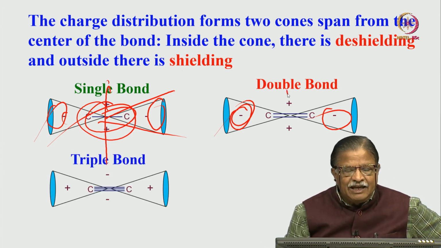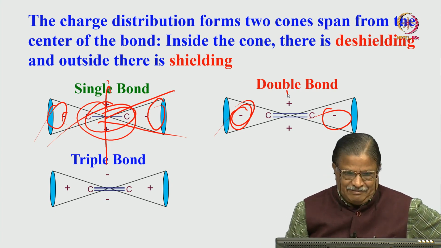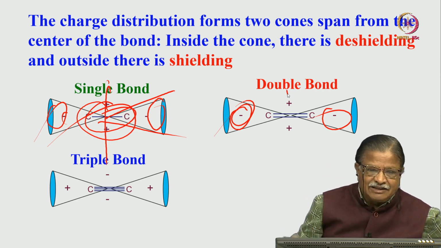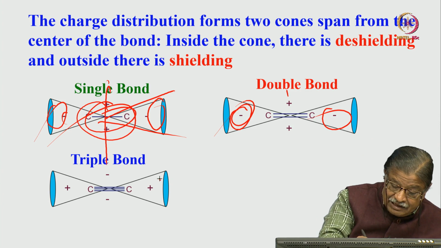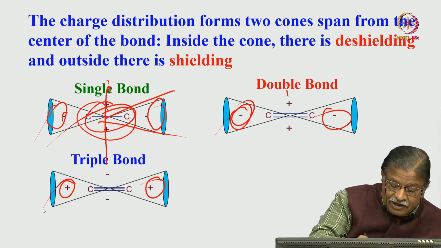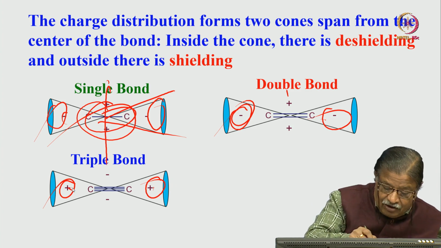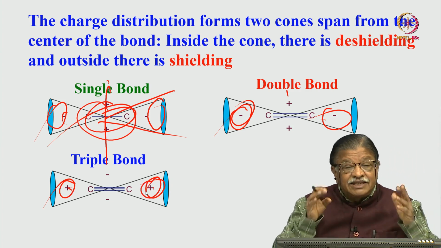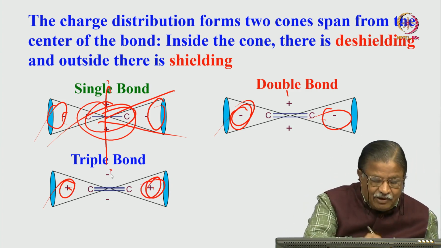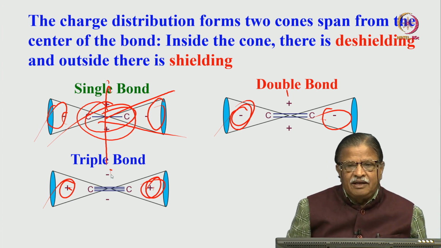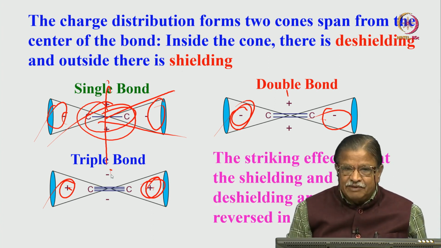On the other hand, look at a triple bond like acetylene, you take an example. Here in this cone protons are shielded, the converse of the single bond and double bond. Within the cone, if the protons are situated, they are shielded, and above and below this triple bond the protons are de-shielded. This is something strange.